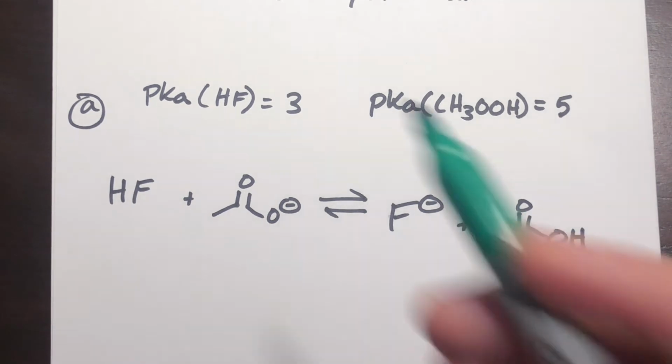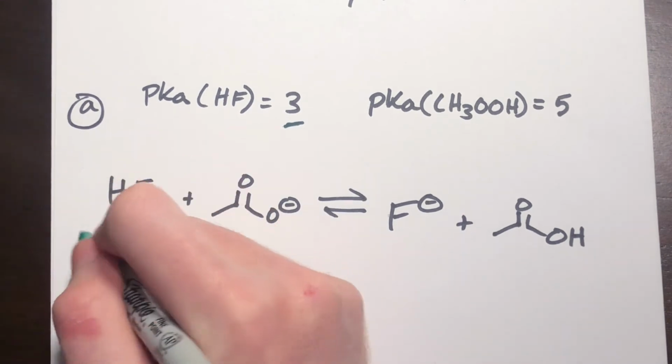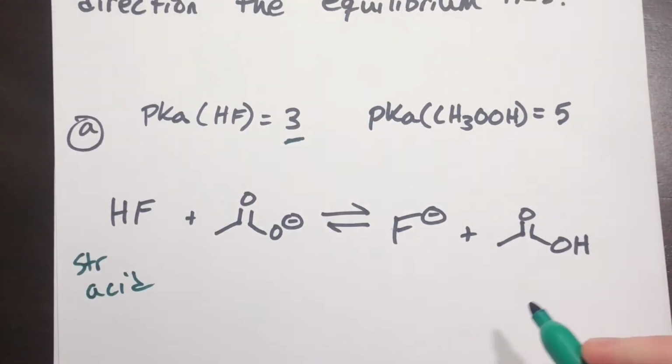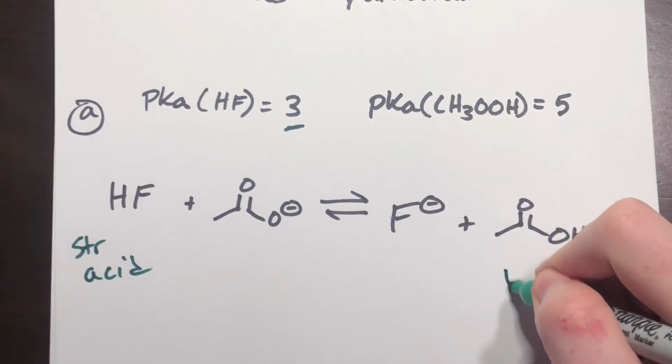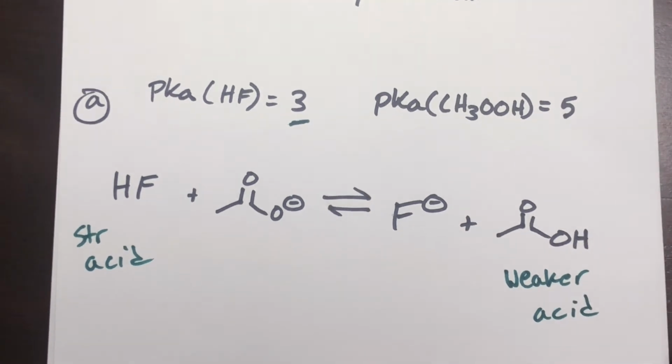So right away, we're told that the pKa of HF is 3. So we know that this is the stronger acid because it has a lower pKa. And then this must be the weaker acid because it has a higher pKa. So now we know that right away from the pKa values.